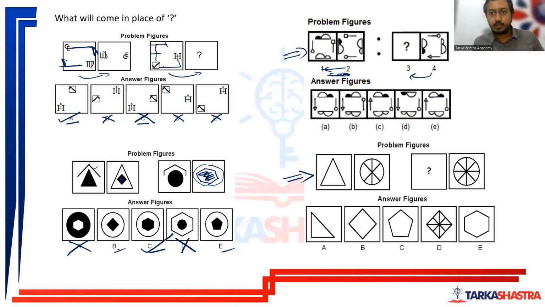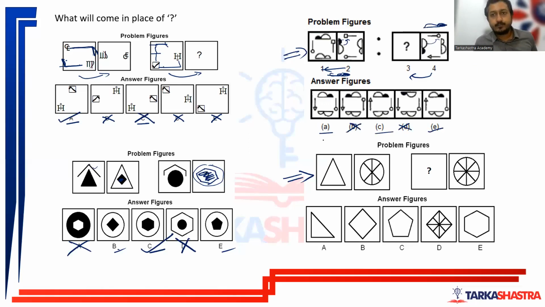Okay, so applying the logic from 2 to 1. What is happening to this B? This B is rotating by 90 degrees and going up. This small part is here. So this B will also rotate by 90 degrees and become something like this. It will rotate by 90 degrees anti-clockwise. So E is proper, D is not proper, C is proper, B is not proper, A is proper.